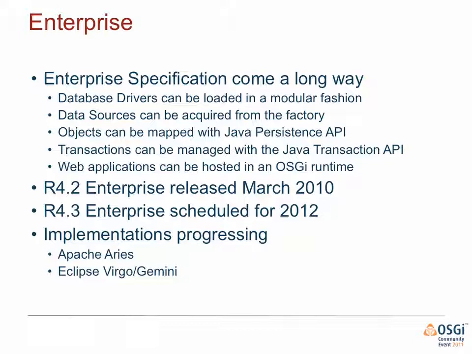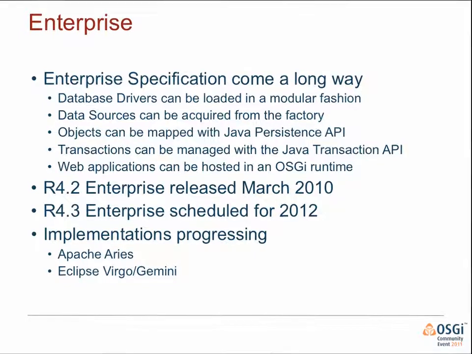There are various implementations progressing for the enterprise spec. Apache Aries is the sub-project on the Apache side that's implementing this, and Eclipse Virgo and Eclipse Gemini are the two Eclipse-related projects.